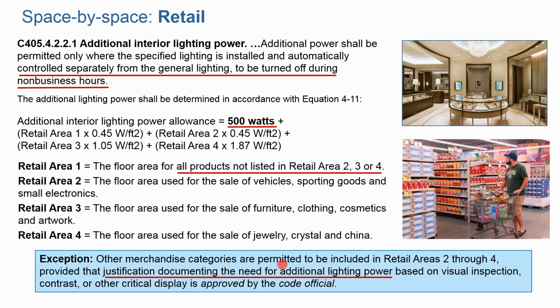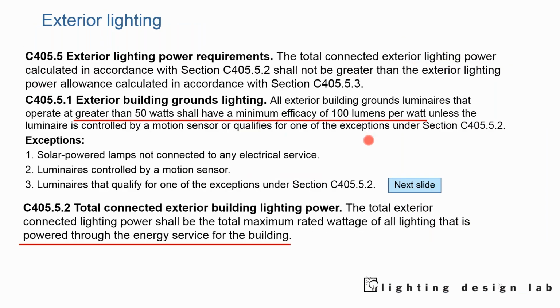Exception, other merchandise permitted in retail areas 2 through 4, provided that justification documenting the need for the additional lighting power based on visual inspection is approved by the code official. So you always want to get these things approved in advance so you don't have any problems later.